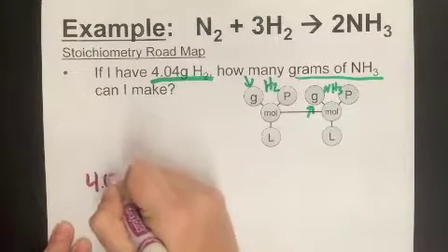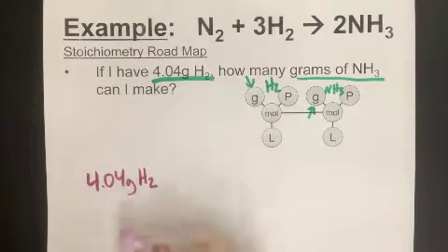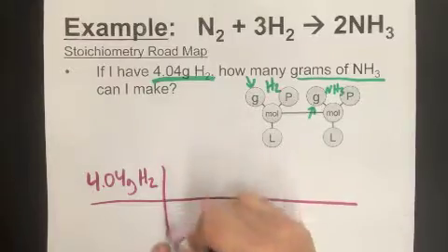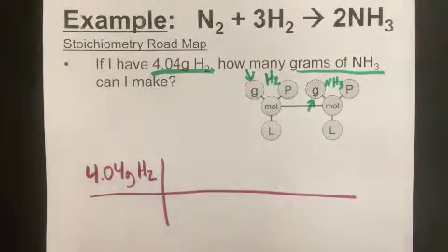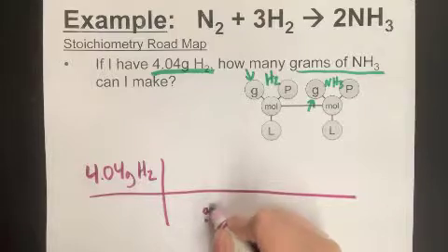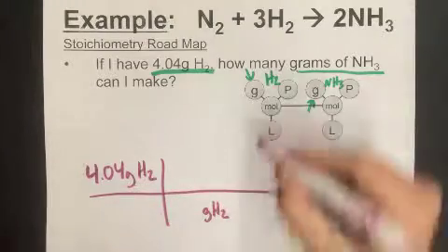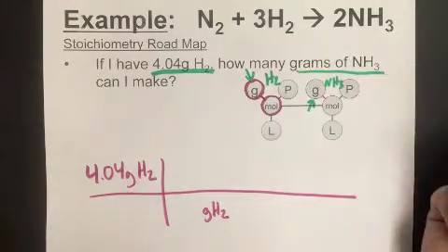So we're going to start by writing our given: 4.04 grams of H2, and draw your table. Now these are going to be extremely long, so make sure you have enough space. We have grams of H2 on top, just the same pattern. We're going to put grams of H2 on the bottom. So our first step is to go from grams to moles.